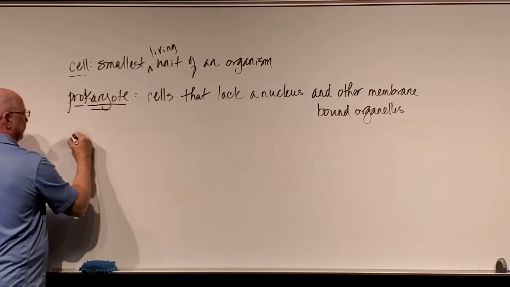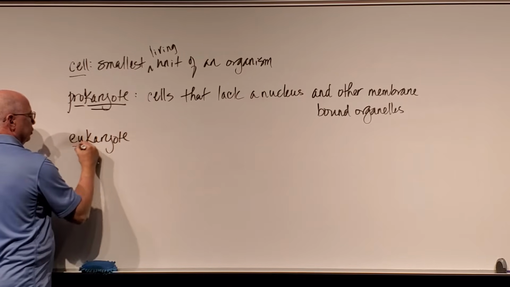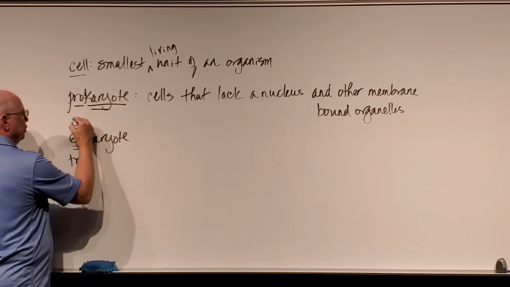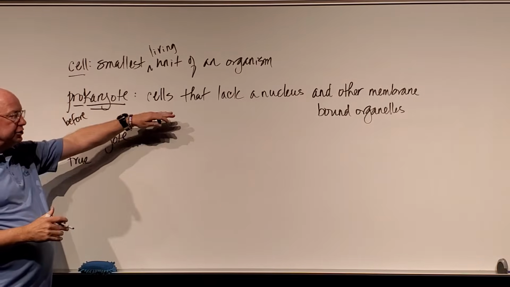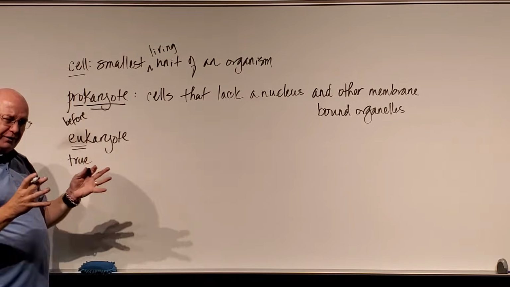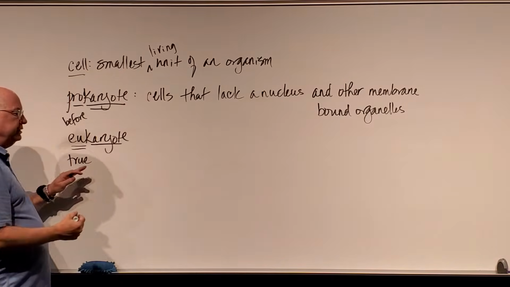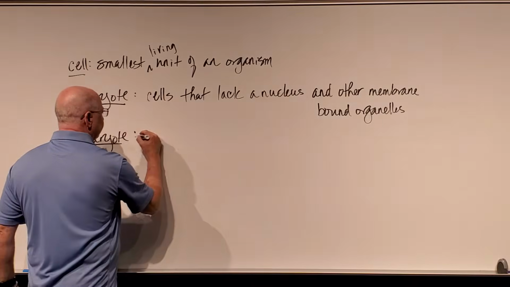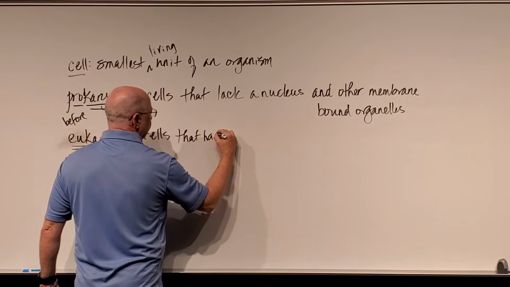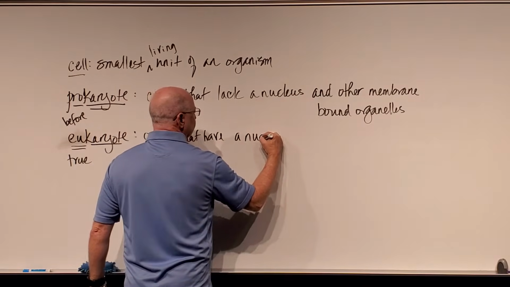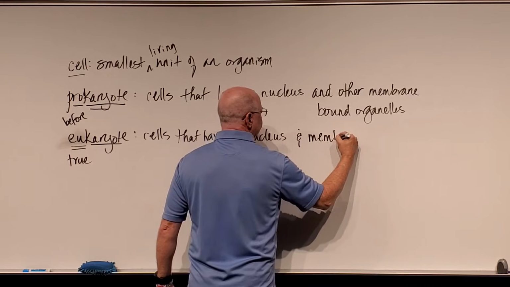Eu comes from the word true. Pro means before. So before it had a nucleus, the ancient cells didn't have a nucleus. They were very, very simple. No membrane-bound organelles. Eukaryote means a true nucleus. These are cells that have a nucleus and other membrane-bound organelles.